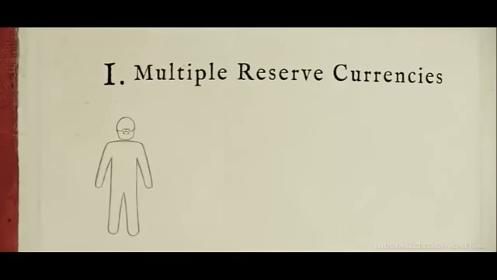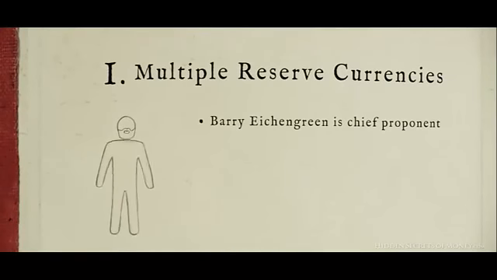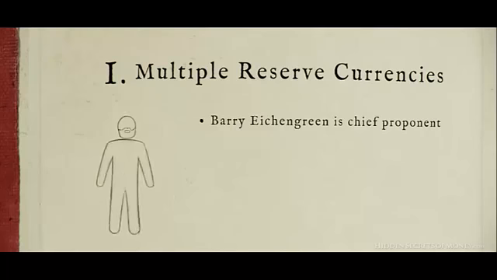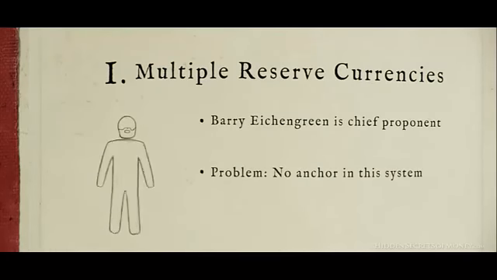I don't think there's any question we're heading for a new monetary system. The question is what will it consist of? You know, the four choices are sort of a world of multiple reserve currencies. And Barry Eichengreen, Berkeley, is the leading proponent of this, or leading scholar on this topic. The problem with that, and where I disagree with Eichengreen, is there's no anchor in that system.